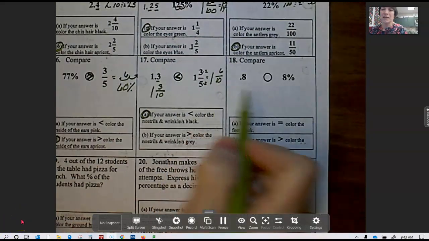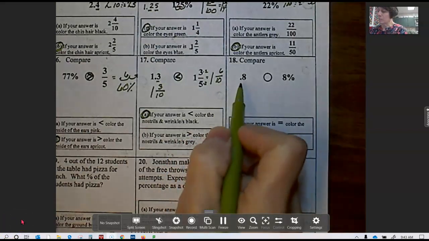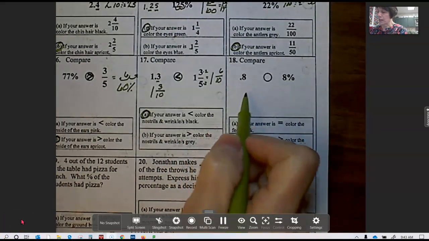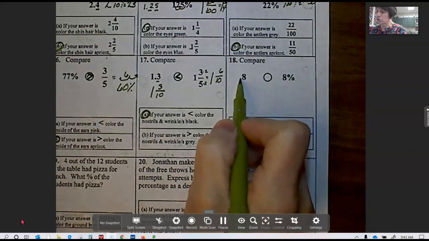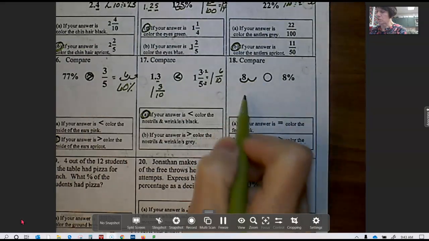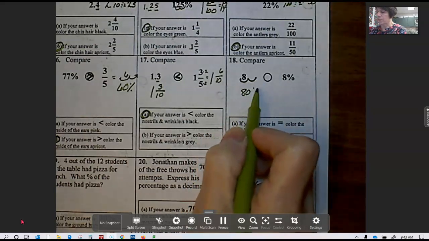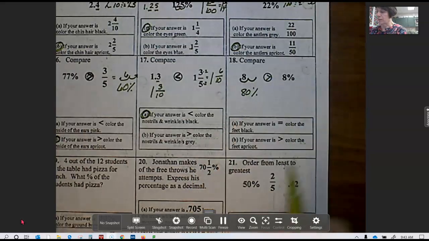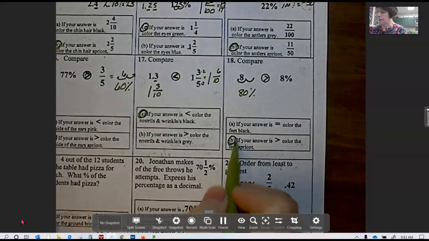Okay, comparing 0.8 and 8%. Remember, if we want to change this to a percent, we're going to move the decimal point 2 places to the right. So this would become 80%. So this is much greater than 8%. So we want that guy.